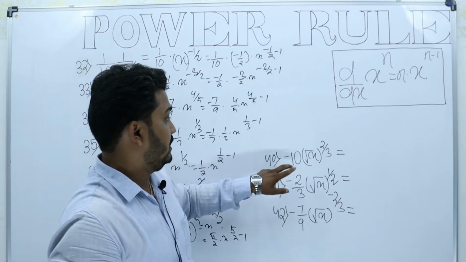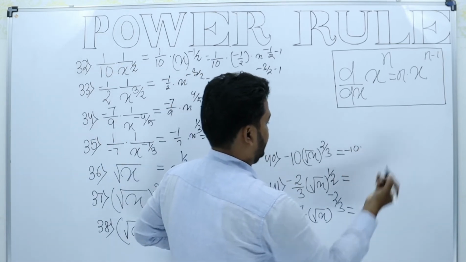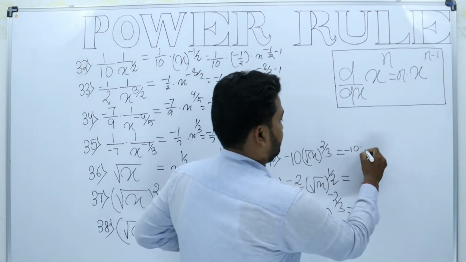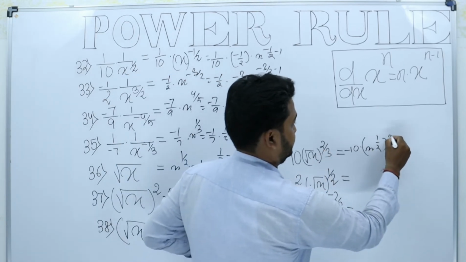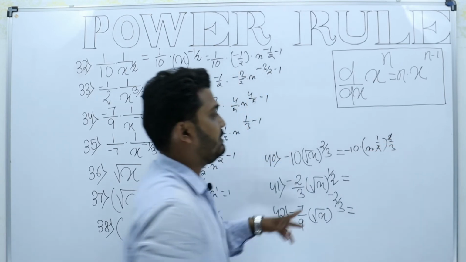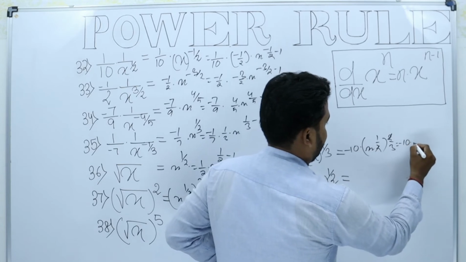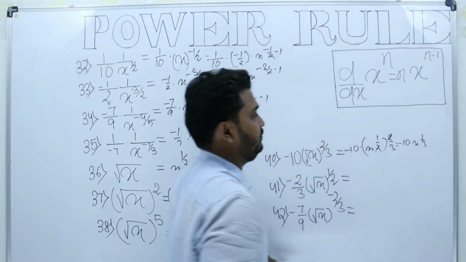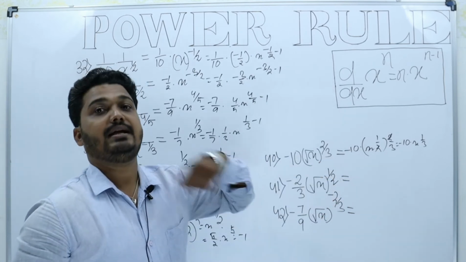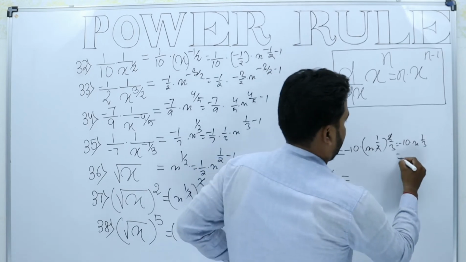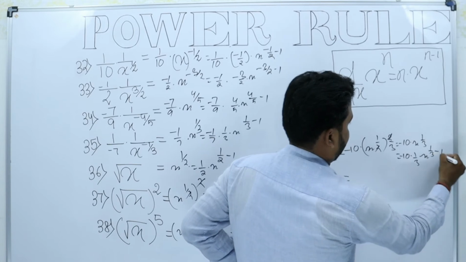Now move to next. Minus 10 root x power 2 by 3. So minus 10 remains same. Root x means by default the power is 1 by 2 and whole to the power given 2 by 3. Power got multiplied, 2 got cancelled. We are left with only minus 10 x to the power 1 by 3. As the power is 1 by 3, in the next step we will apply the formula. We will get 1 by 3 x to the power 1 by 3 minus 1. So minus 10 remains same, 1 by 3 x to the power 1 by 3 minus 1.